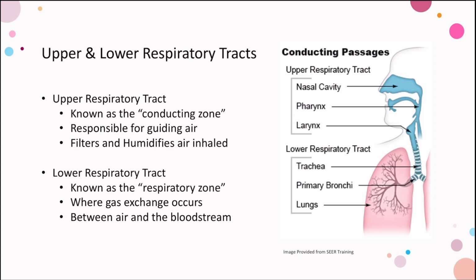The lower respiratory tract is known as the respiratory zone. This is where the actual gas exchange occurs of oxygen and carbon dioxide between the air and the bloodstream. While looking at our conducting passages photo, it shows the difference between the upper respiratory tract with the nasal cavity, pharynx, and larynx, and then the lower respiratory tract with the trachea, primary bronchi, and the lungs.